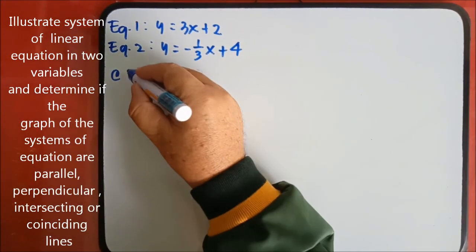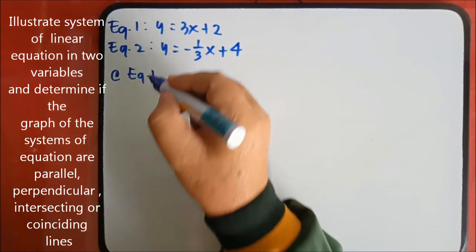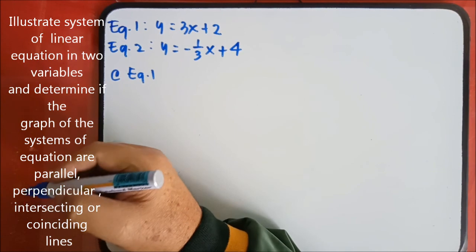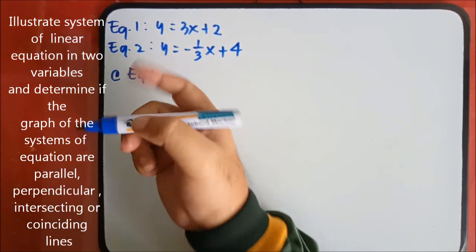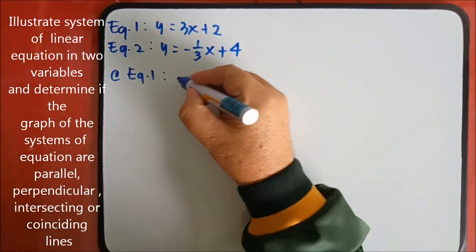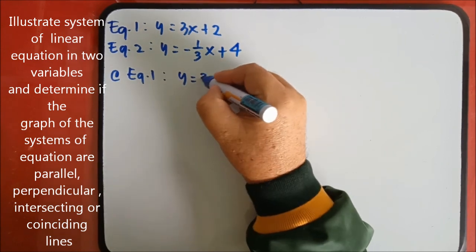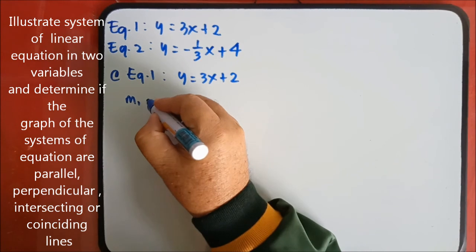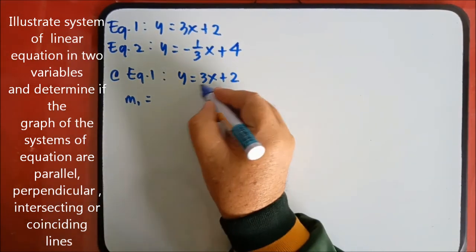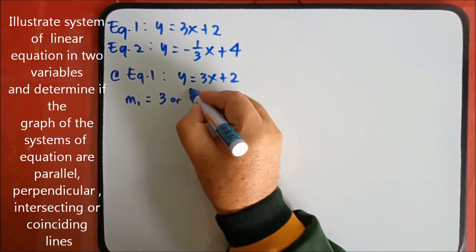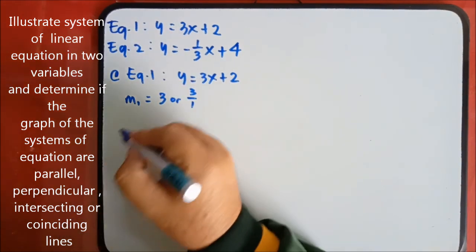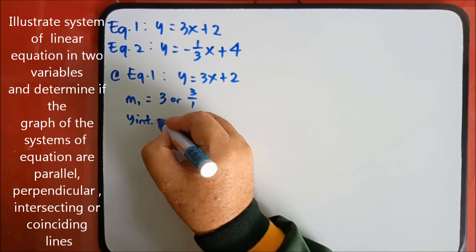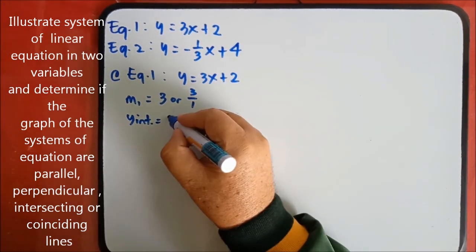At equation 1, hindi na natin kailangan i-convert sa slope-intercept form. Bakit? Kasi nasa slope-intercept form na eh. Wala nang nakakabit sa y. So y is equals to 3x plus 2. Ano ang slope mo ngayon? So 3 or 3/1. What is your y-intercept? Your y-intercept is positive 2.